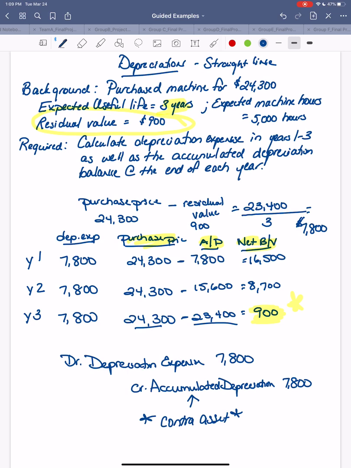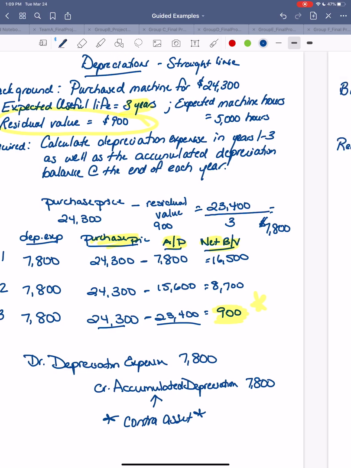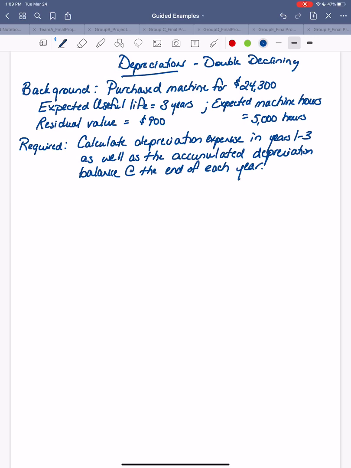Okay. All right. So now let's move on to double declining. Same fact pattern. But here, what I want to do is figure out what percentage I need to use every year. So remember, the way that I'm going to do my percentage calculation, and there are a lot of different ways you can do it, here's just the way I would do it.